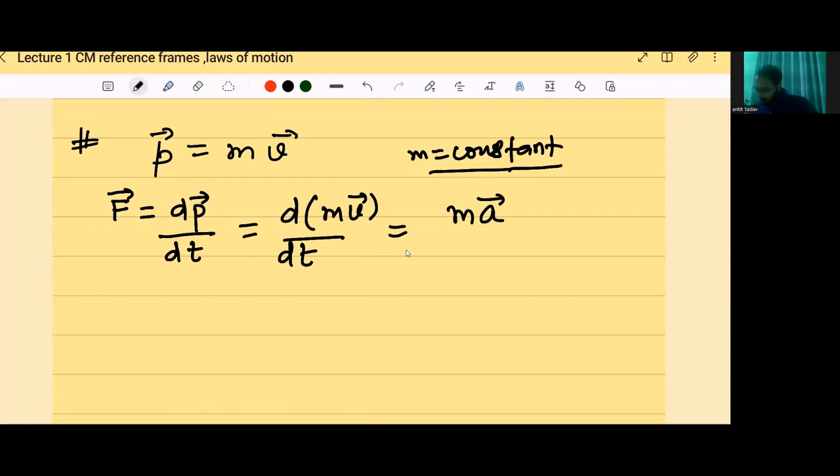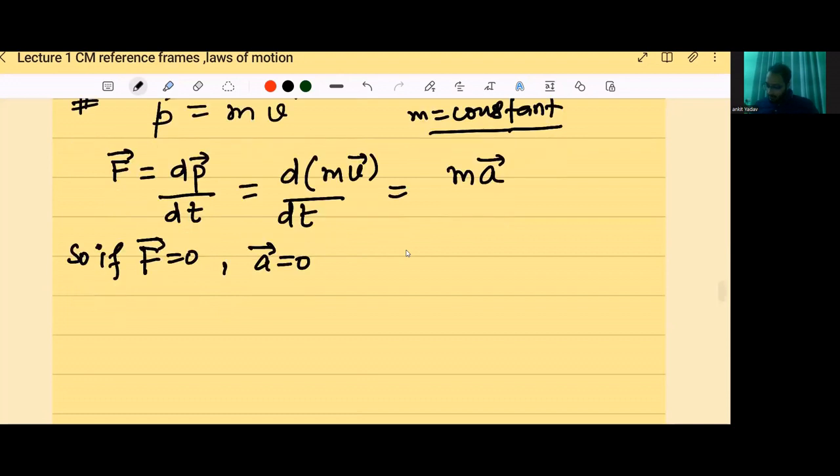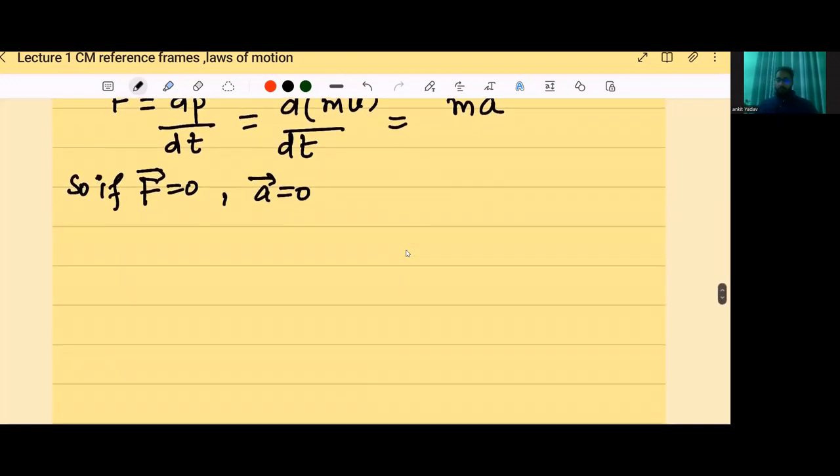So if force is equal to 0, then since mass is constant and mass cannot be 0, acceleration is equal to 0. If force is 0, then acceleration is 0. So it is like this. If we do not exert any force, then acceleration is 0.